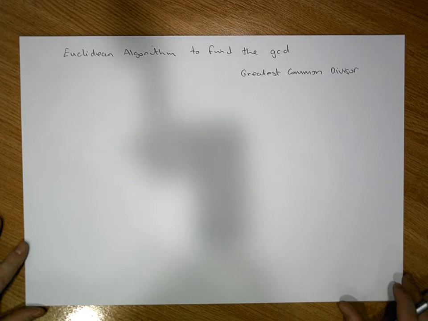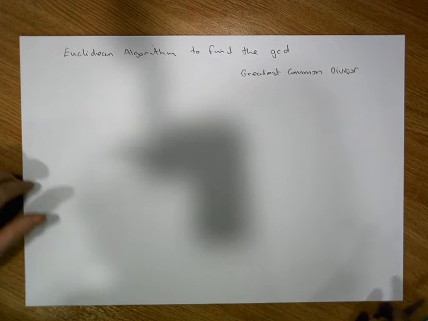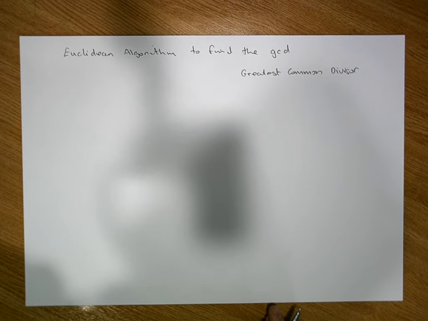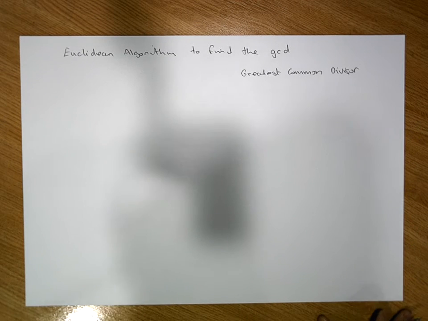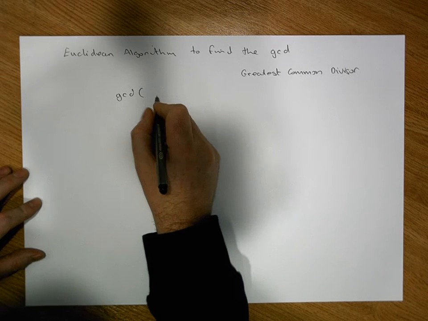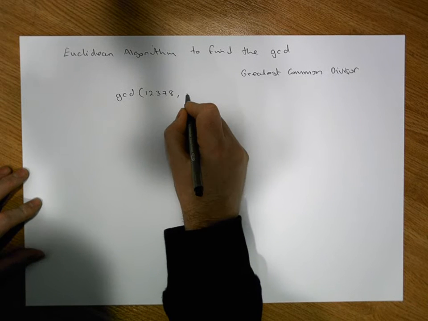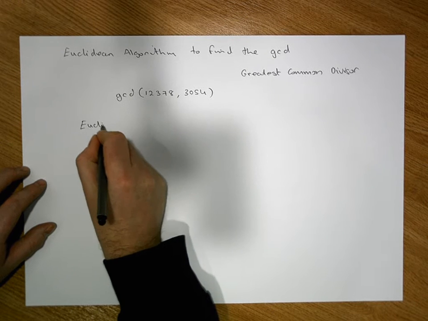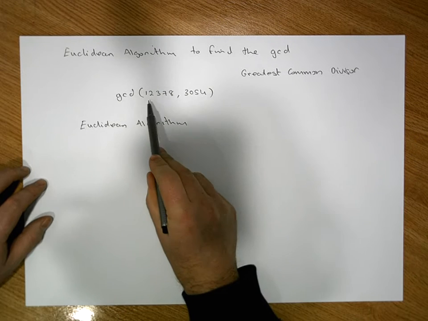I suppose in this short video, the second one dealing with the Euclidean algorithm, we're going to try to find the greatest common divisor of two larger numbers. In the previous video, the GCDs, the greatest common divisors, were all equal to 1. In other words, the two numbers were relatively prime to each other. But in this video, we're going to try to find the GCD of, let's say, 12,378 and 3,054.